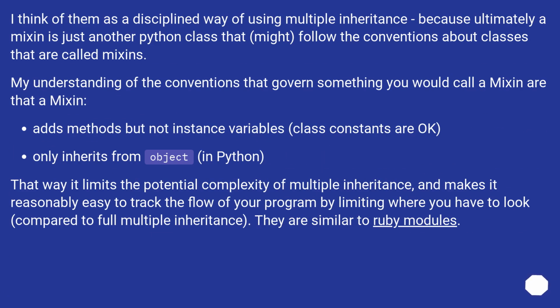I think of them as a disciplined way of using multiple inheritance, because ultimately a mixin is just another Python class that might follow the conventions about classes that are called mixins. My understanding of the conventions that govern something you would call a mixin are that a mixin adds methods but not instance variables. Class constants are okay. Only inherits from object, in Python. That way it limits the potential complexity of multiple inheritance, and makes it reasonably easy to track the flow of your program by limiting where you have to look, compared to full multiple inheritance. They are similar to Ruby modules.